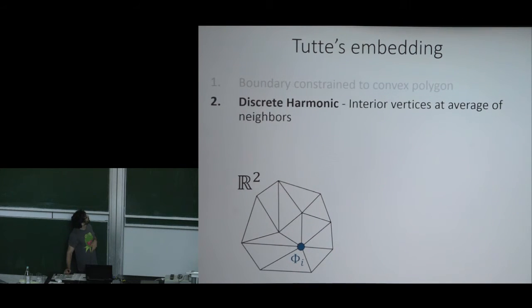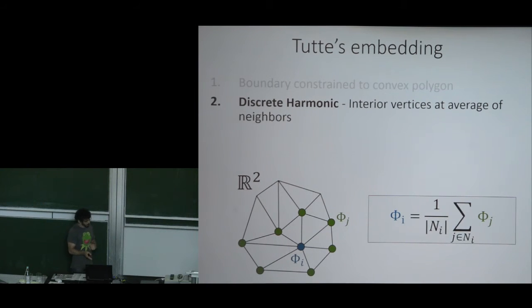The second condition is that each interior vertex lies at the average of its neighbors. And this is called discrete harmonic. I'll explain later what exactly this name means. For now, take it for granted. So, to require that each vertex lies at the average of its neighbors simply means that if you look at all these green vertices, the neighbors of the blue vertex, and we denote them as phi_j, we now simply write this equation, which basically just means sum up all these green vertices, divide by the number, and the point you get is the point where the blue vertex should lie.